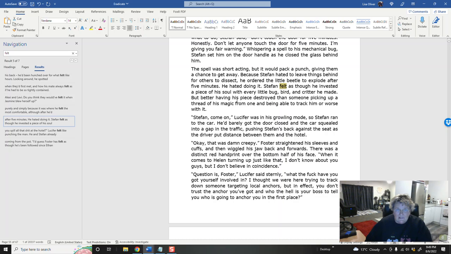Oh, did you know that, here's a look at this. It's actually quite handy when you look at things. Okay, Stefan felt as though he'd invested a piece of a soul with every little bug, bird, or critter he made. But then I actually just noticed there I had got hated twice in the same paragraph, which is not right. Because Stefan hated to leave things behind for others to suspect. He ordered the little beetle to explode after firing it. It was not something he was happy doing.